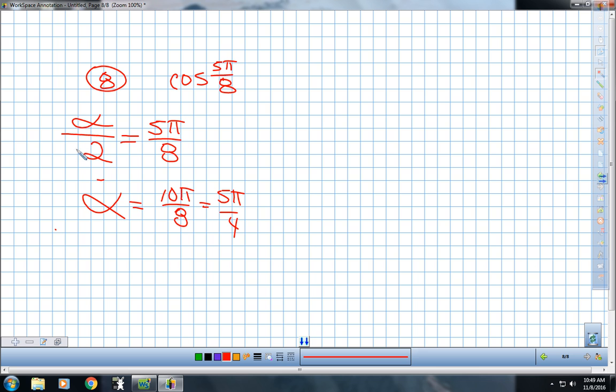All right, so can you guys tell me, just looking at this angle, what quadrant is it going to be in? Yeah, because wouldn't 4 pi over 8 be pi over 2? And it's a little bit bigger than that, so it is in the second quadrant. It's bigger than pi over 2. Okay? So it's in the second quadrant, and cosine in the second quadrant is negative. This is going to be a negative.